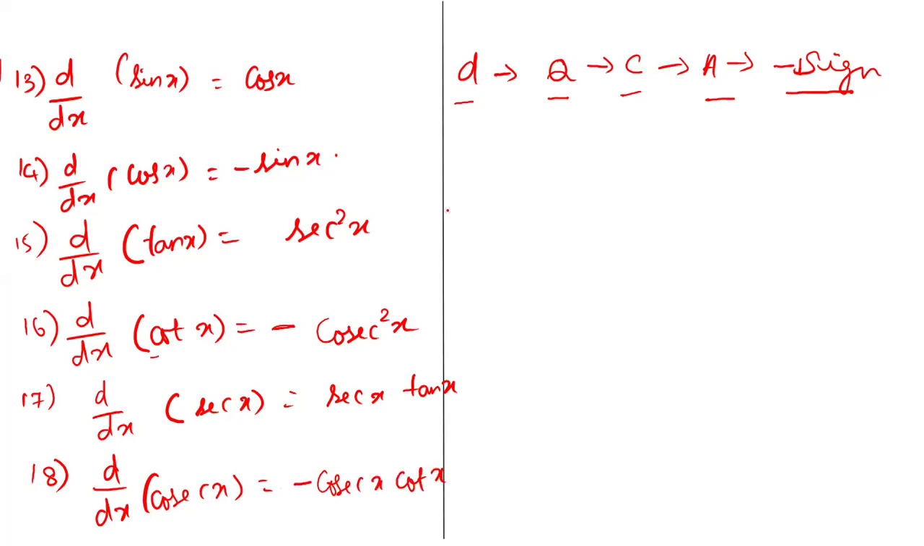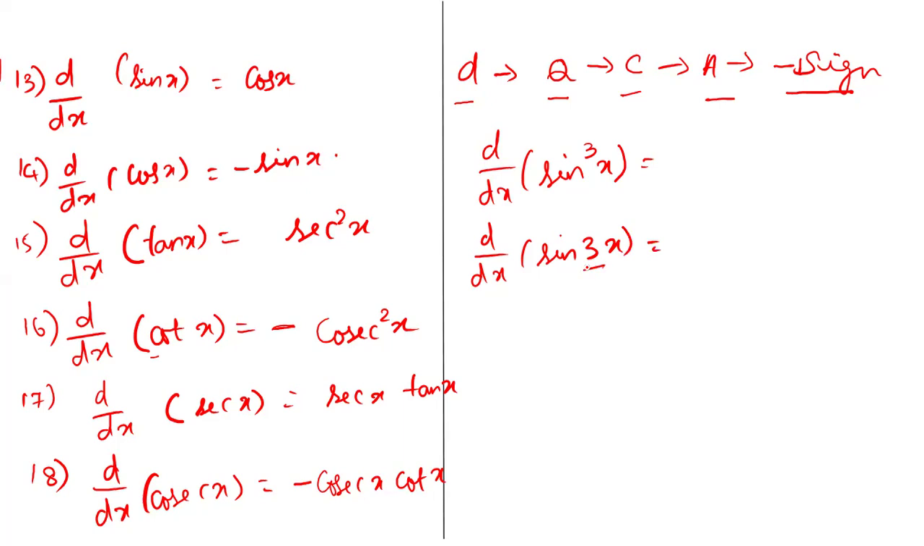So here comes a question. Suppose differentiation of sine cube x. There is a difference between sine cube x and differentiation of sine 3x. If your question is sine 3x, always think sine x will be cos x, so cos 3x. Always look at the coefficient of your x, that is 3. So the entire term should be multiplied by 3. So 3 cos 3x will be your answer.